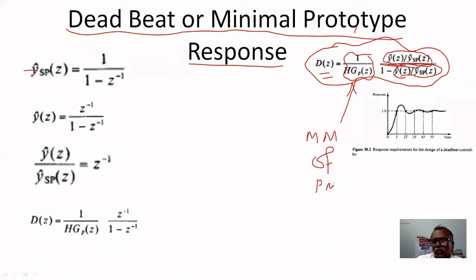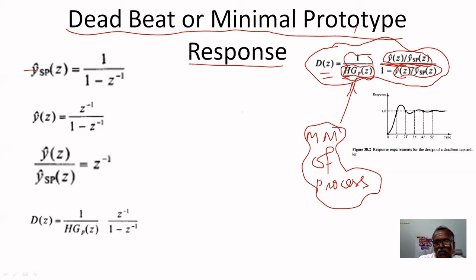So, if you want to design a controller, you need the mathematical model of the process. That's why we are finding the mathematical model for a process. If you know the mathematical model, then only you can find the controller. What is H? H is zero order hold. It should precede the mathematical model. And HGP of z you have to find, as 1 by HGP of z is needed to design the controller.